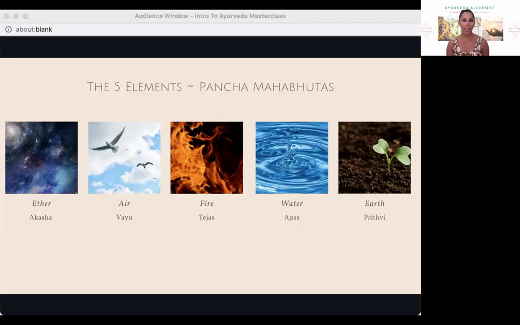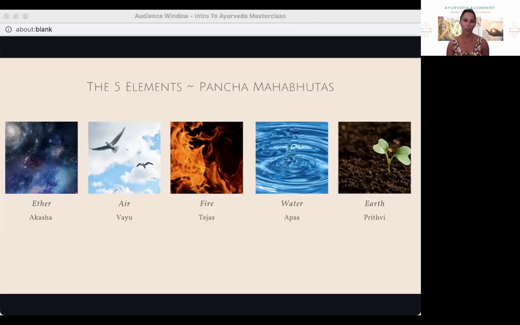So Ayurvedic physicians adopted the physics of the 5 elements and suggest that these elements are present in our mind, our body, our food, environment, emotions, relationships, everything that exists in nature and the universe. The 5 elements are known as Pancha Mahabhutas in the Sanskrit language. So Pancha means 5, Maha means great, and Bhutas means elements. So the 5 great elements.